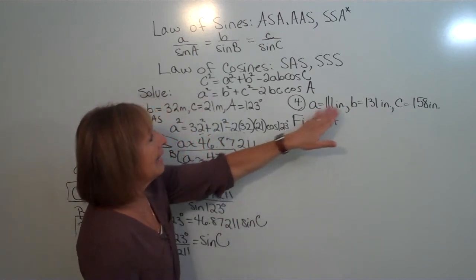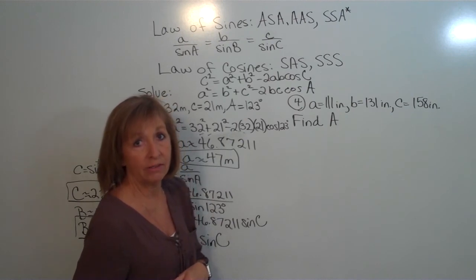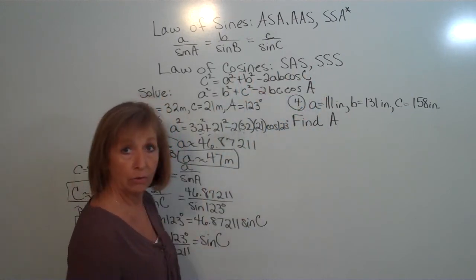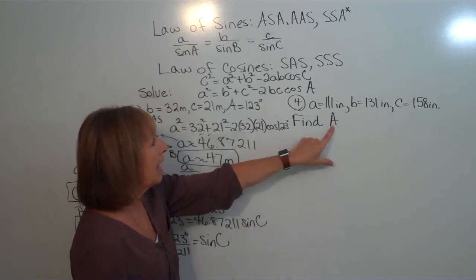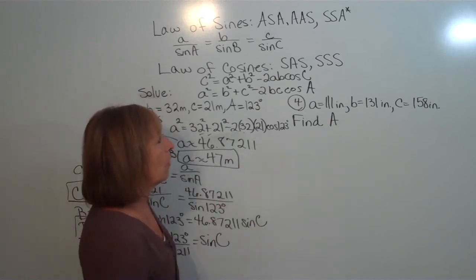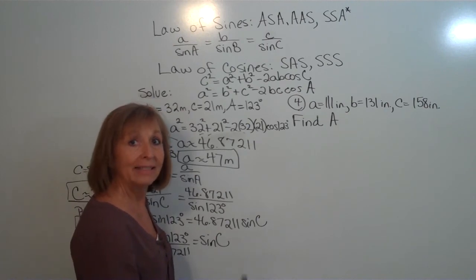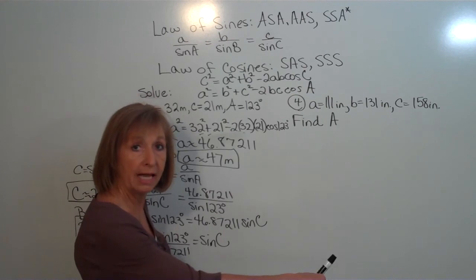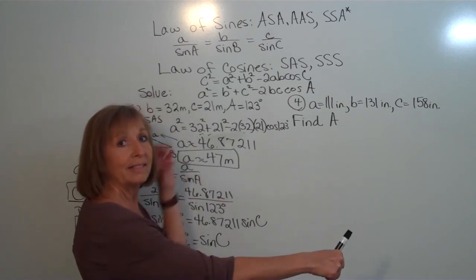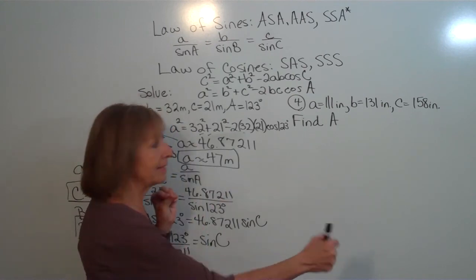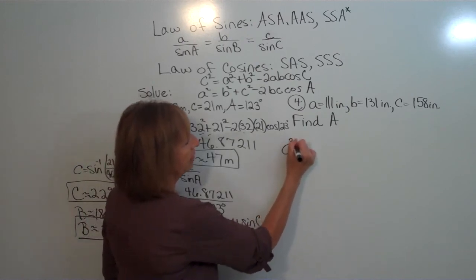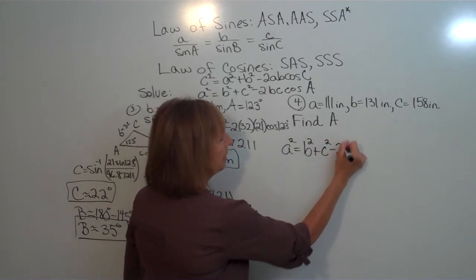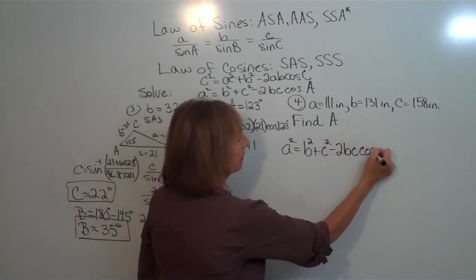Now, side, side, side is what we have because they're all lowercase. So that's the case that goes under the law of cosines. And I want to find angle A. So to find angle A, the angle that's in the cosine expression in the law of cosines matches the letter of the side that was squared on the left-hand side by itself. So that's a squared is equal to b squared plus c squared minus 2bc cosine A.